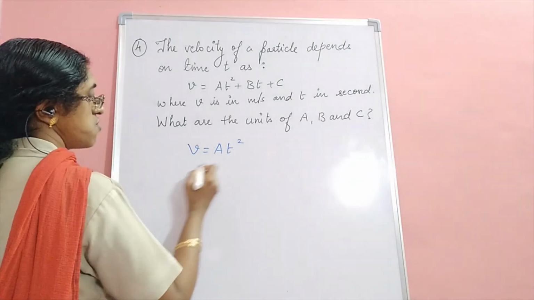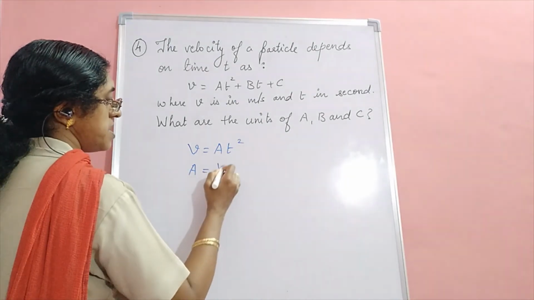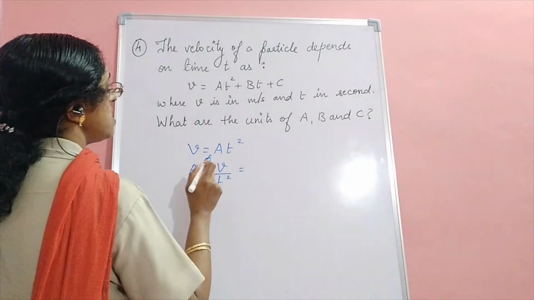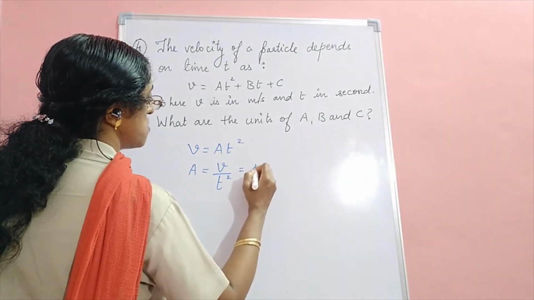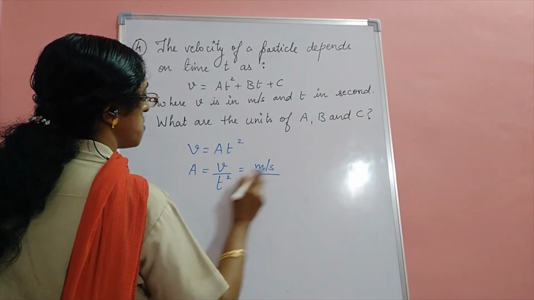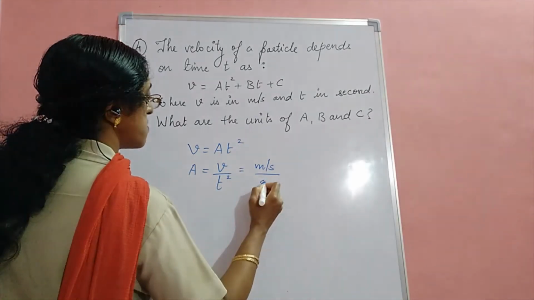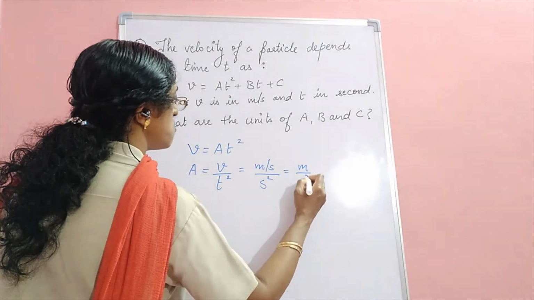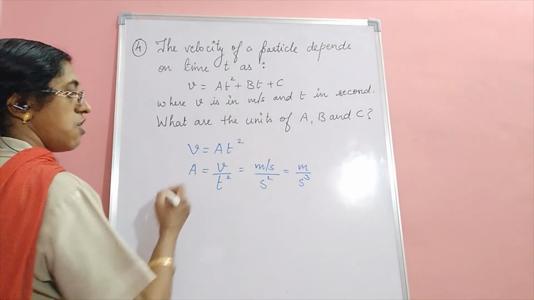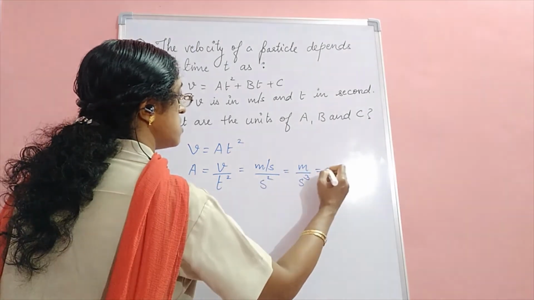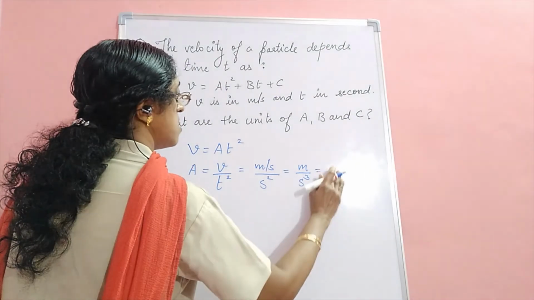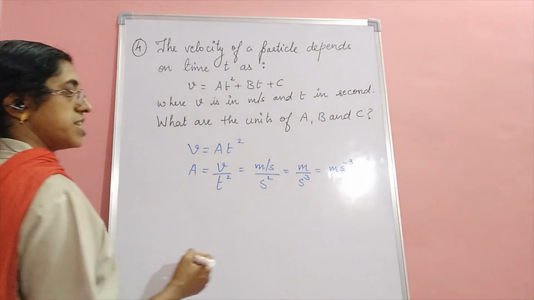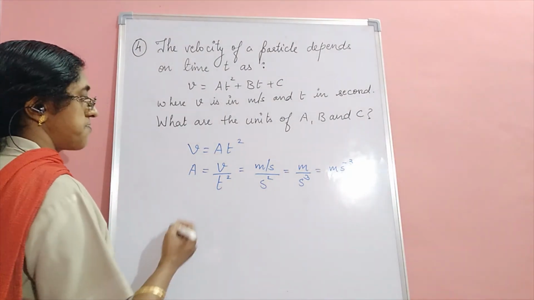So the first part, in order to find out a, a would be equal to v by t square. Now you know that v has the unit meter per second, so it would be meter per second upon, and t is in second, so it would be second square. As you solve, it would be meter per second cube. So what is the unit of a? So a has a unit of m s to the power of minus 3. That would be the unit of a.